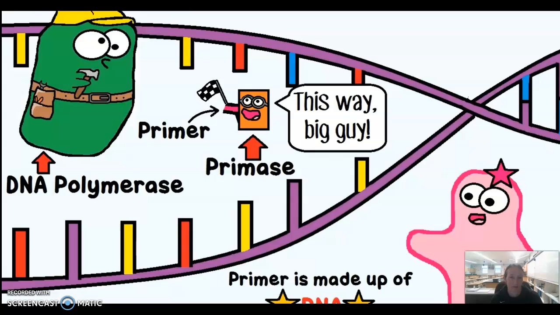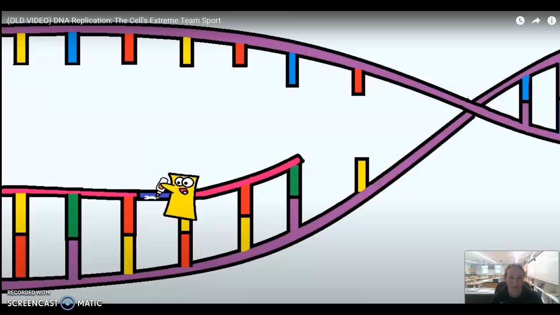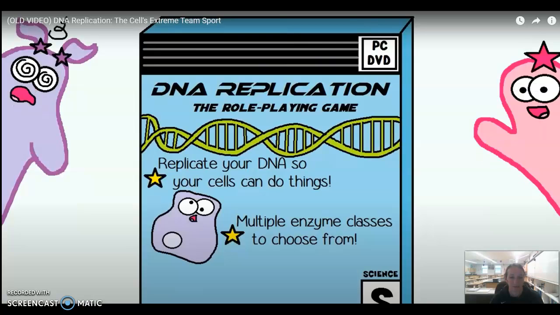Actually a piece of RNA. Ligase, the gluer, it helps glue DNA fragments together. More about why you would need that a little later. Now don't feel overwhelmed. We'll go over this sequence in order.